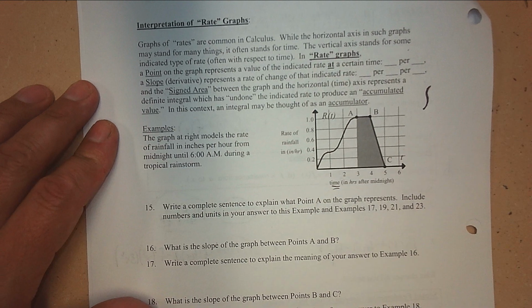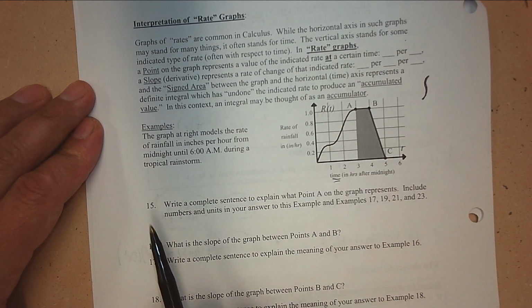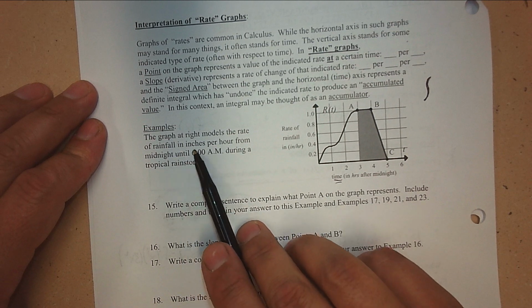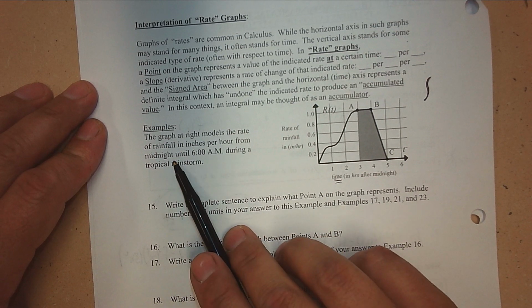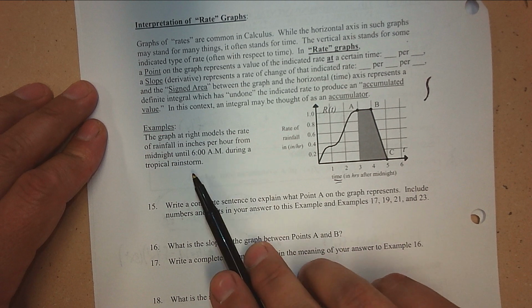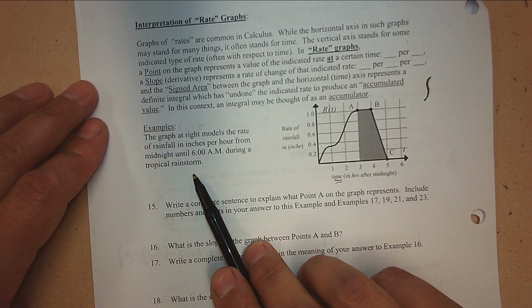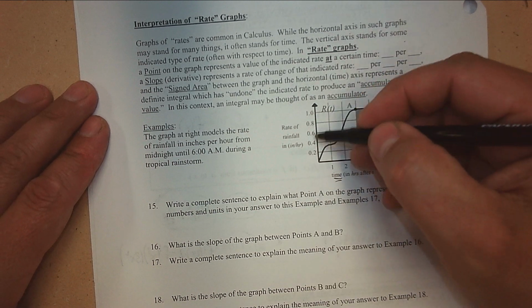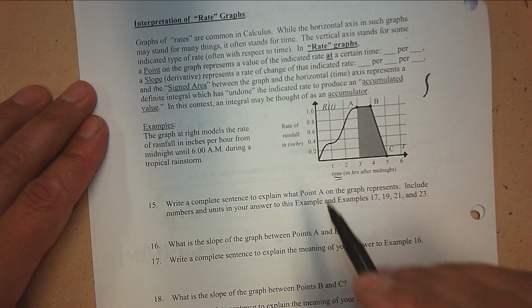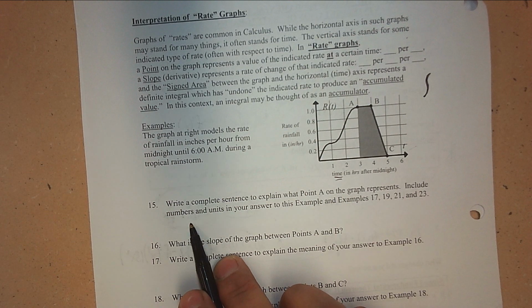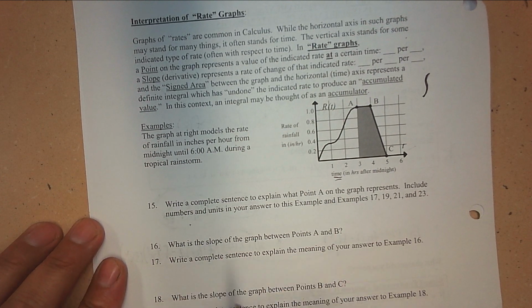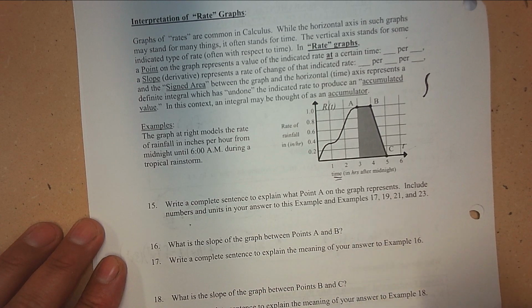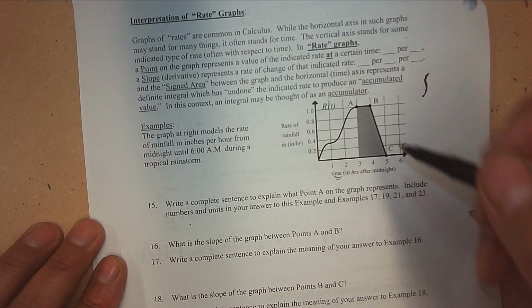accumulates all the stuff. Okay, the graph at the right models the rate of rainfall in inches per hour from midnight until 6 a.m. during a tropical rainstorm. So, one axis has time, the other is a rate, rainfall in inches per hour. Write a complete sentence to explain what point A on the graph represents. Include numbers and units in your answer to this example and examples that follow it. So numbers and units. Here's point A.